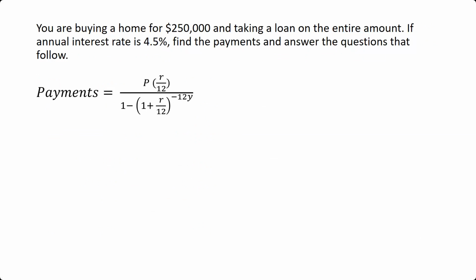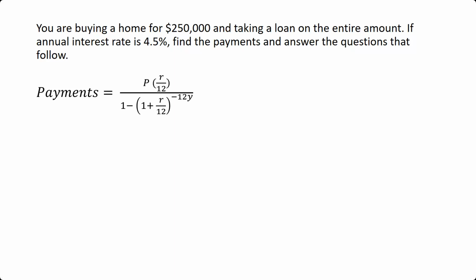You're buying a home for $250,000 and taking a loan on the entire amount. If the annual interest rate is 4.5%, find the payments. And it also said, when I copied it, I didn't put the 30 years, but the homework assignment says for 30 years. Most home loans are 30 or 15, but this one said 30. The P is the amount of the loan, and we didn't say a down payment, so we're taking the whole 250,000 on the loan. R is your rate, your annual rate. That's why we divided by 12 to make it monthly. Which is 4.5%.